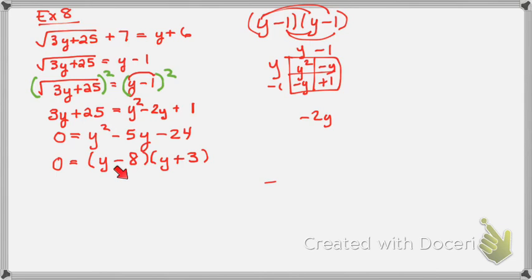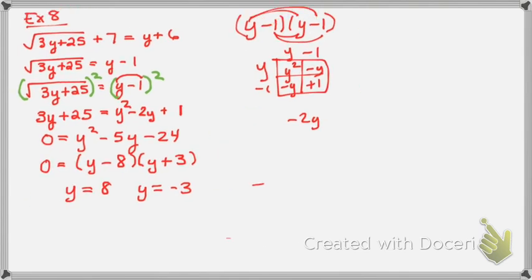Is everybody good with that? Yeah. Multiplies to give me negative 24, adds to give me negative 5. So now I have two answers for y. y is 8, y is negative 3. Don't forget, anytime you've got a radical on one side, you've got to check your answer. So we're going to go back to the original problem and put 8 in for every y we see, and also negative 3.